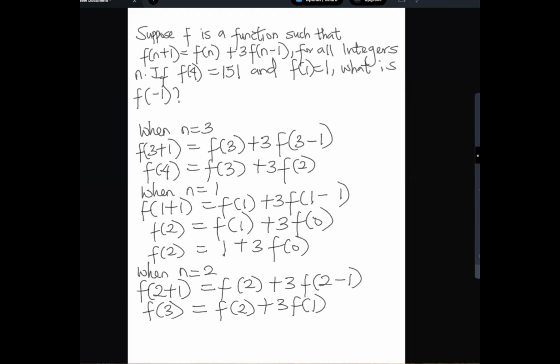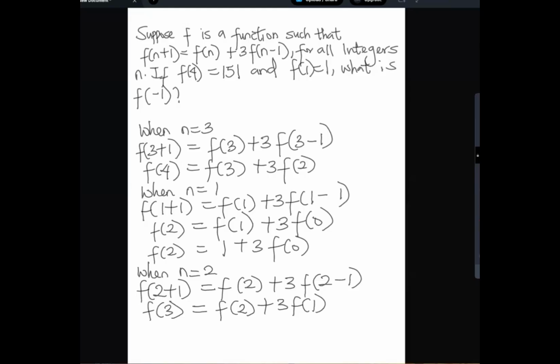So the whole essence of this is that we want to get the value of f of 3 and f of 2, which is what we've gotten here, and substitute it back into f of 4, because we're given the value of f of 4 as 151. So we're going to use that to get the value that we do need. So let's move on now.